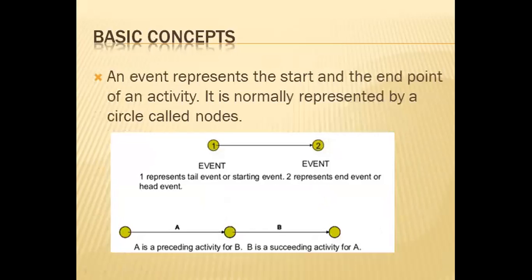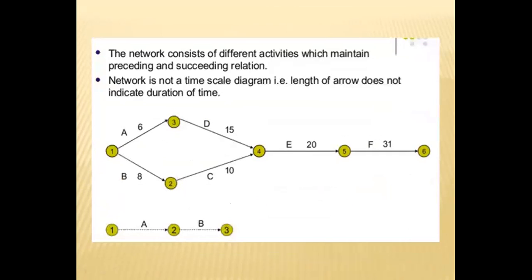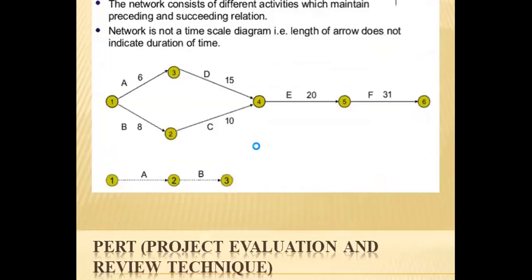An event represents the start and end point of an activity. It is normally denoted by nodes in the network analysis. Therefore, a network analysis consists of different events and activities, and an event is denoted by a node.